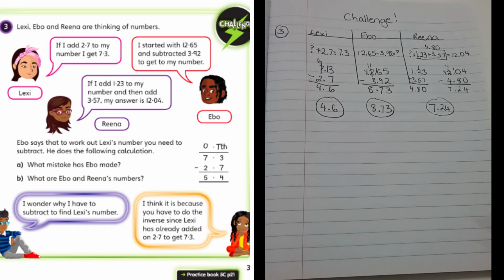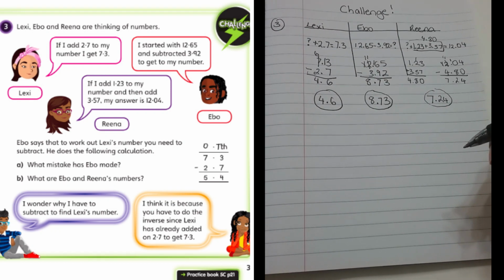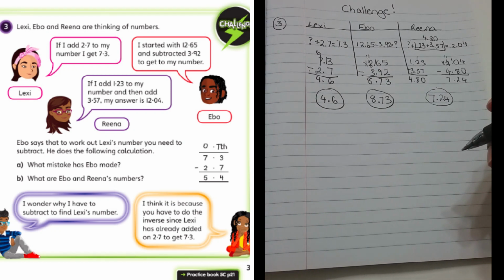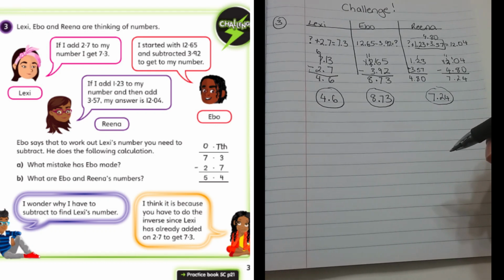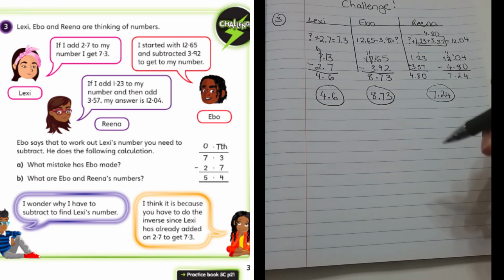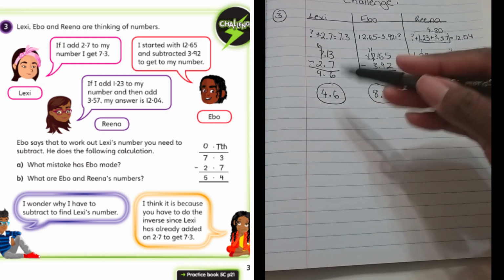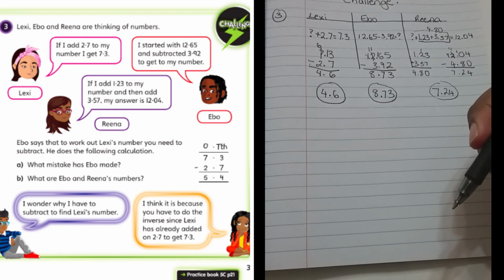Can you believe we did all this work before getting to the question? I guess that's why they call it a challenge. It says, Ebo says that to work out Lexi's number, you need to subtract. He does the following calculation, and we can see his calculation off to the side. A, what mistake has Ebo made? Well, actually, I'm quite glad we did all this work now because I know what Lexi's number is supposed to be, and I can see Ebo did not get the same answer.